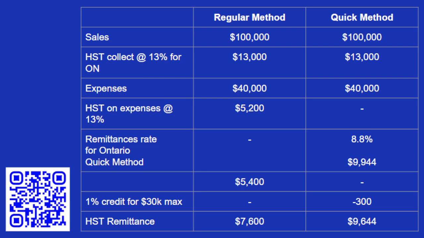Now in this case, it's better for you to use the regular method. Now, you can't switch in between the year. You can only do this once a year. If you determine that you're going to be using the quick method, you use the quick method. If you determine you're going to be using the regular method, that's the method you use.